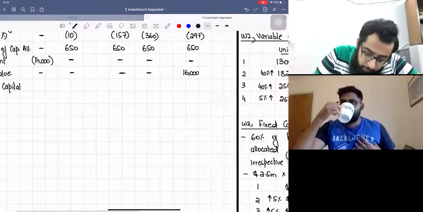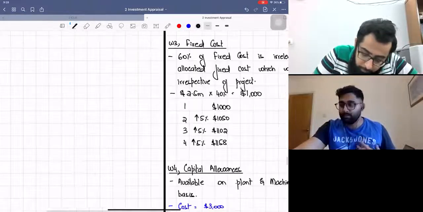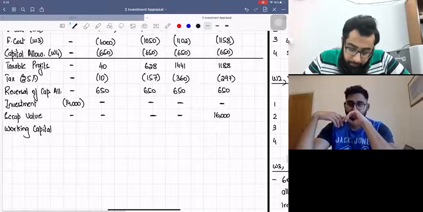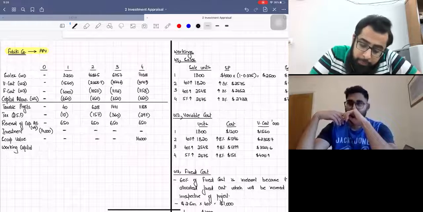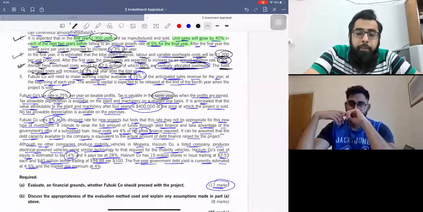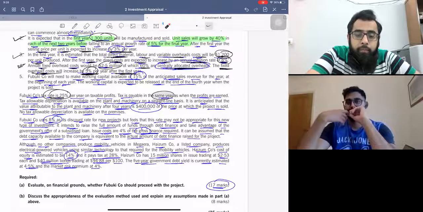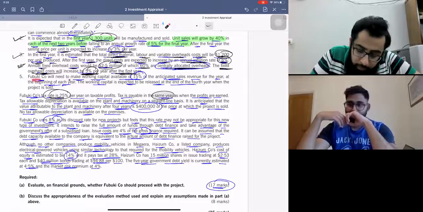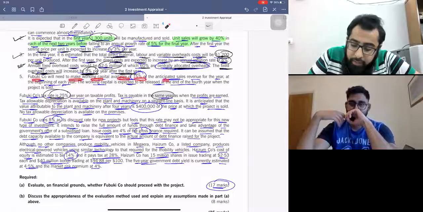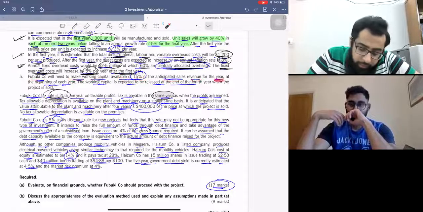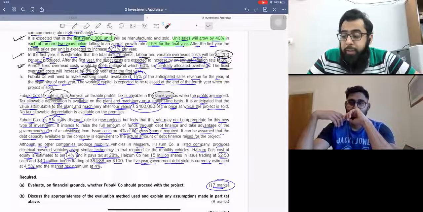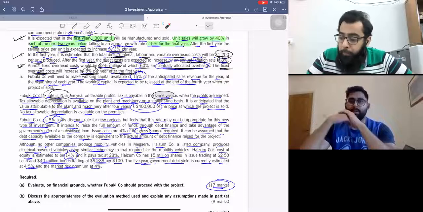The capital allowances we're working for. Now let's look at working capital. That will be something which will create a bit of trouble. Fubiki company will need to make working capital available at 15% of the anticipated sales revenue for the year at the beginning of each year. So we need working capital of 15% of the sales revenue at least.